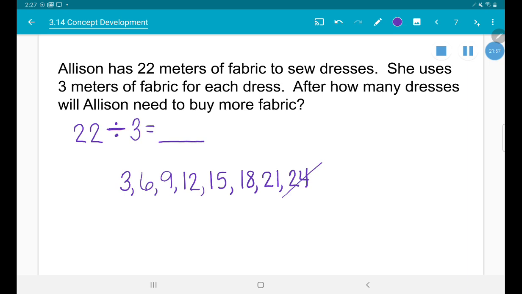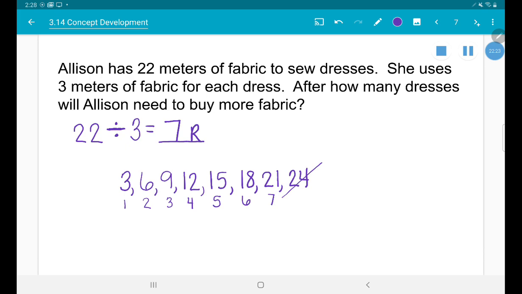So the question said, after how many dresses will Allison need to buy more fabric? So I'm going to count the number of 3s. There's 1, 2, 3, 4, 5, 6, 7. So how many full dresses can she make? 7. And how much fabric is she going to have remaining or left?